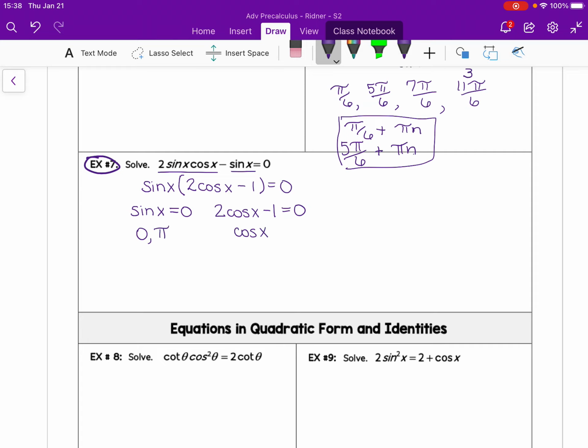Simplify this one a little bit to get cosine equals 1/2. Where is cosine 1/2? That's pi over 3 and 5 pi over 3. So all 4 of these would be answers when you're talking about between 0 and 2 pi.